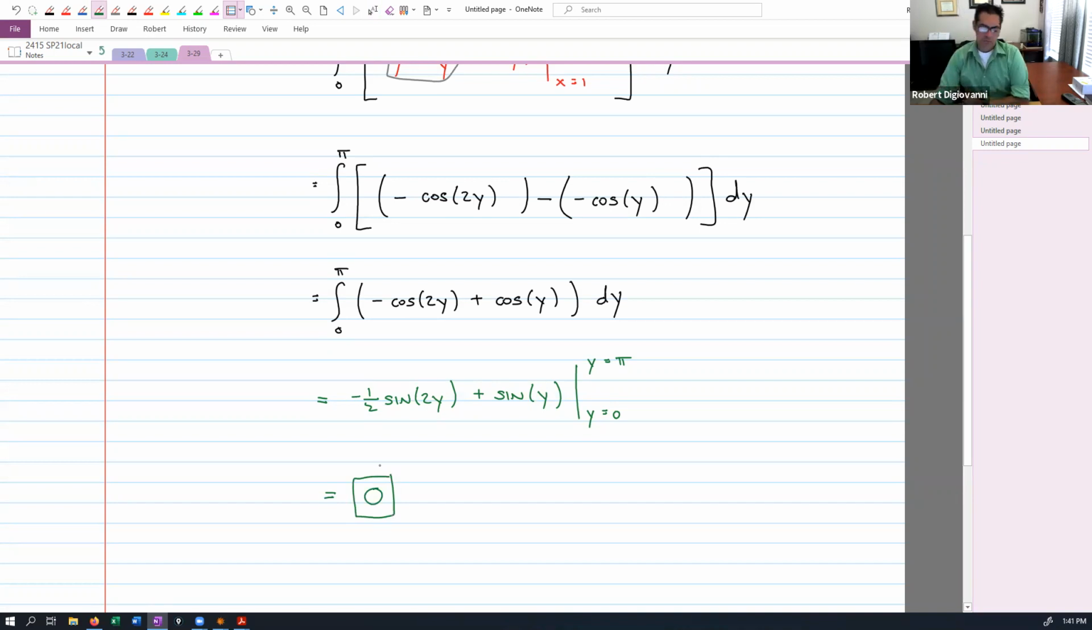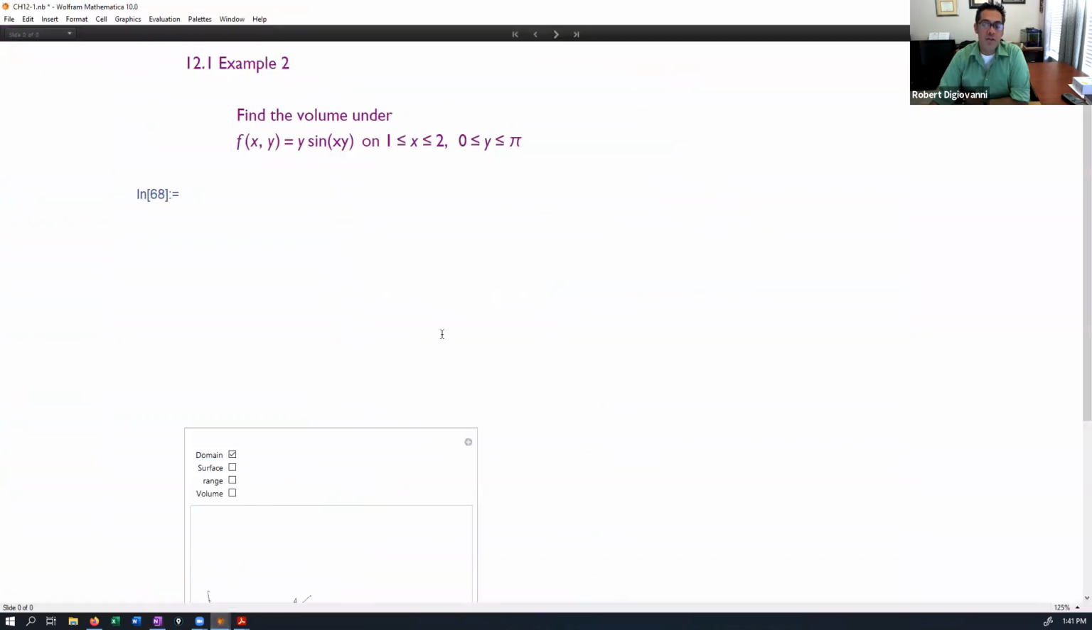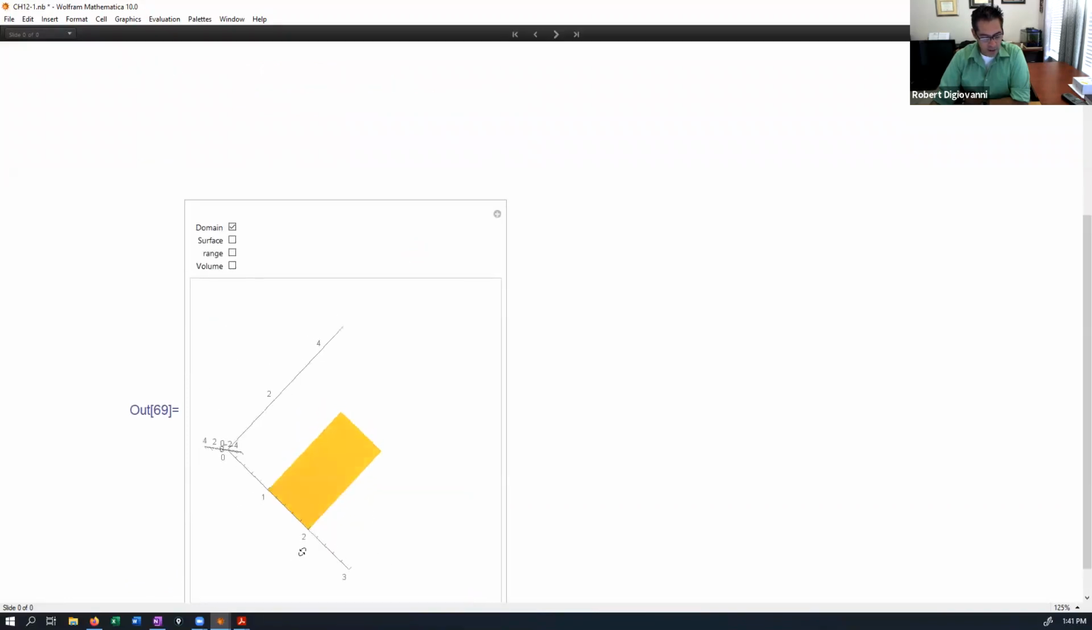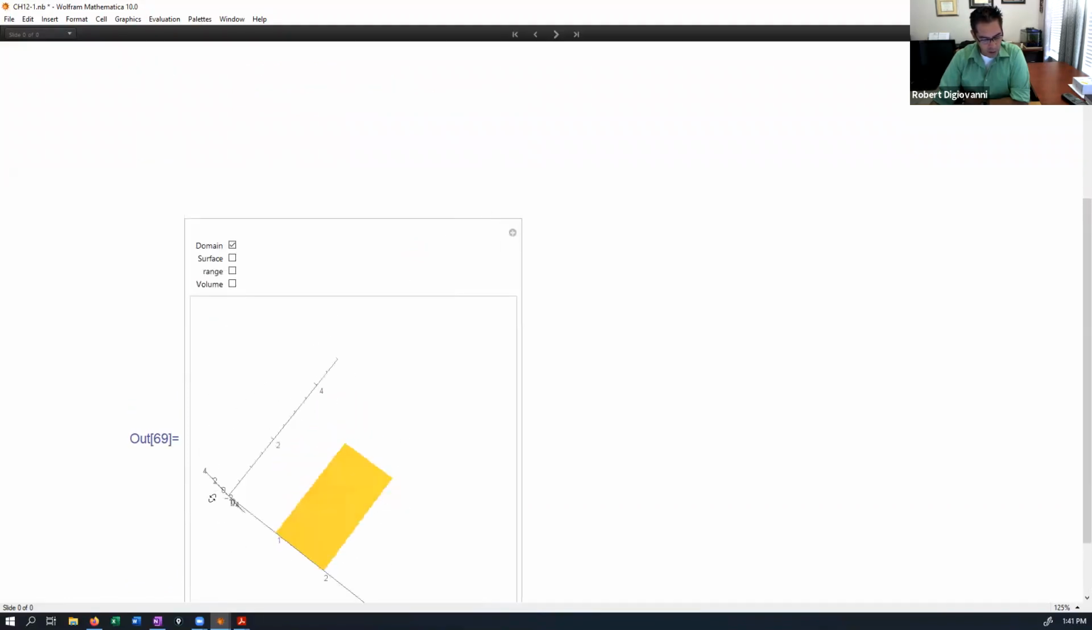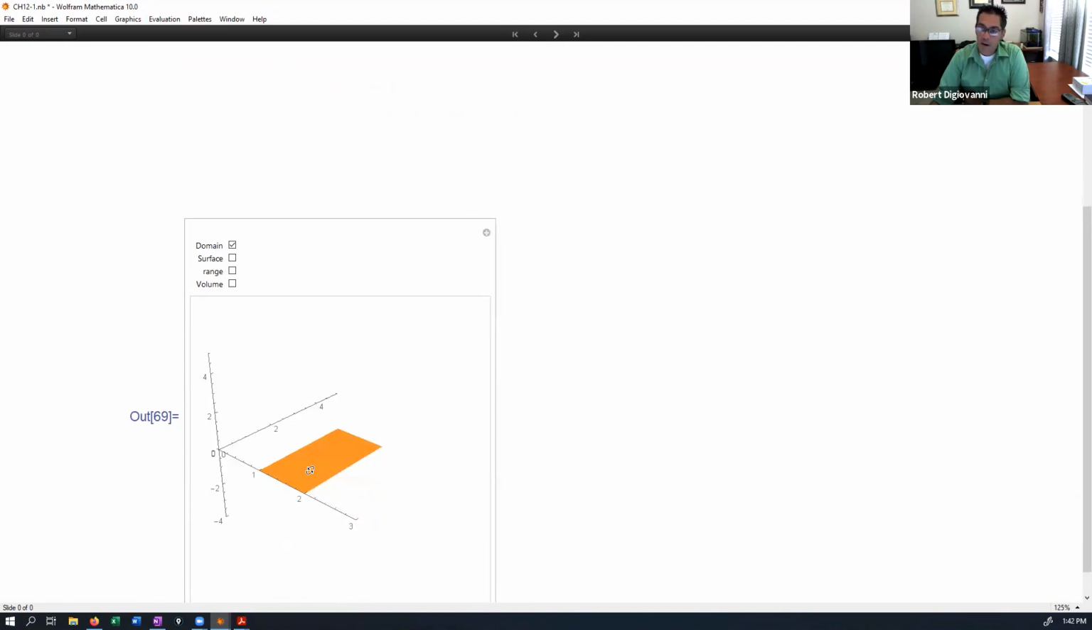Man, did we mess up? Questions? We have 0 as an answer. Did we mess up? Well, let's see geometrically what we just did. We were looking at this domain, and we were saying, okay, what does the surface look like above this thing?